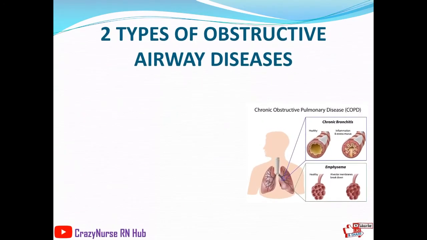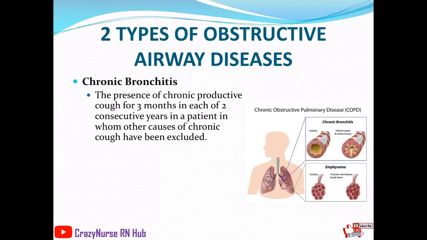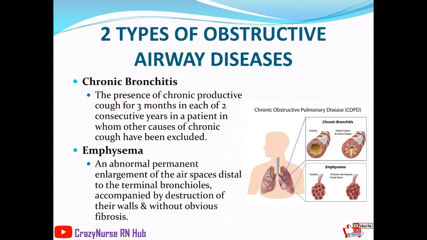So we have two types of your obstructive airway diseases. First is your chronic bronchitis. Chronic bronchitis means that there is a presence of chronic productive cough for 3 months in each of 2 consecutive years in a patient in whom other causes of chronic cough have been excluded. The other one is emphysema. It is an abnormal permanent enlargement of the air spaces distal to the terminal bronchioles, accompanied by destruction of their walls and without obvious fibrosis.